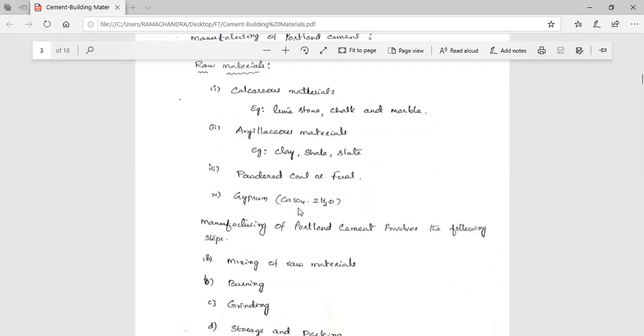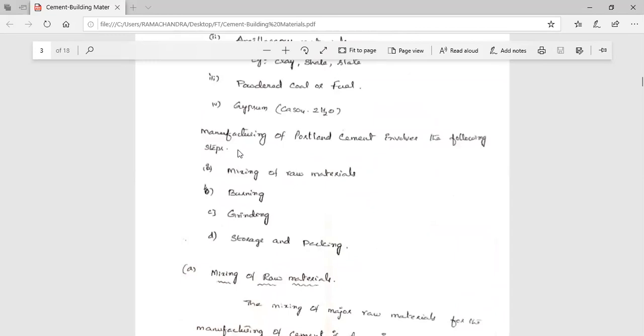Additionally, we added 2 to 3% of gypsum while manufacturing the Portland cement. So next, we see the manufacturing of Portland cement. So what are the steps involved? While manufacturing the Portland cement, there are simply 4 steps involved. We discuss them one by one.